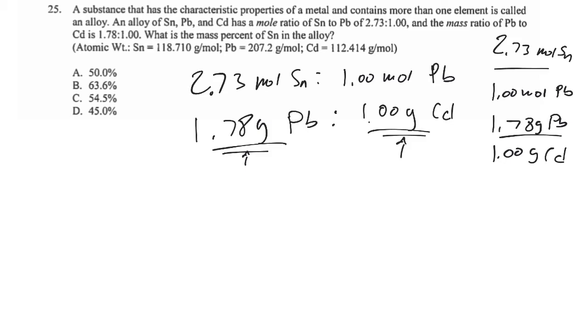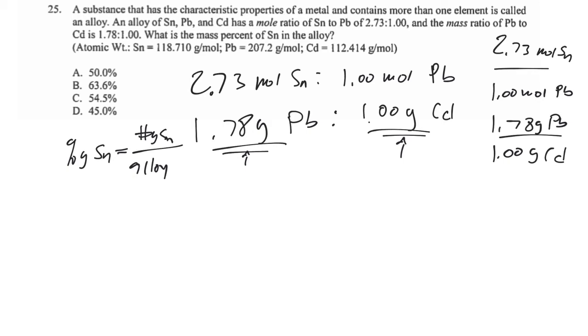Because look at what the question's asking. The question is saying, what is the mass percent of tin in the alloy? So what we want to know is the number of grams of tin compared to the number of grams of the whole alloy, where the alloy is just the sum of the mass of the three elements.